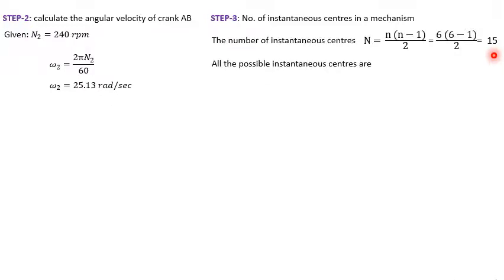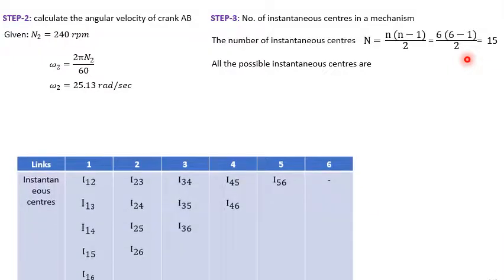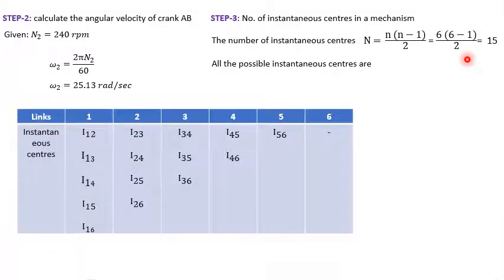Now let us see all the possible instantaneous centers. In order to find the 15 instantaneous centers, let us consider the bookkeeping method. That is, we have to construct a table like this. This one we have discussed in the previous lecture. Here in the first column we have to mention the number of links. Since we have 6 links, 1 2 3 4 5 6.